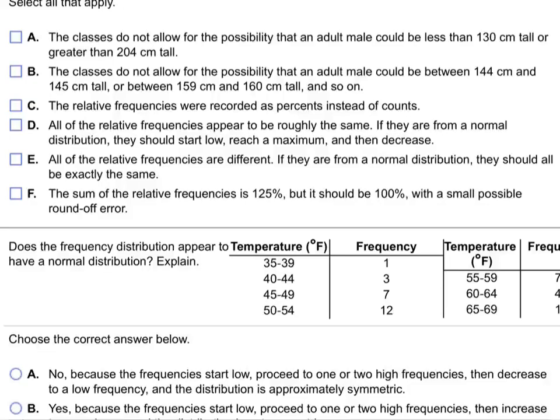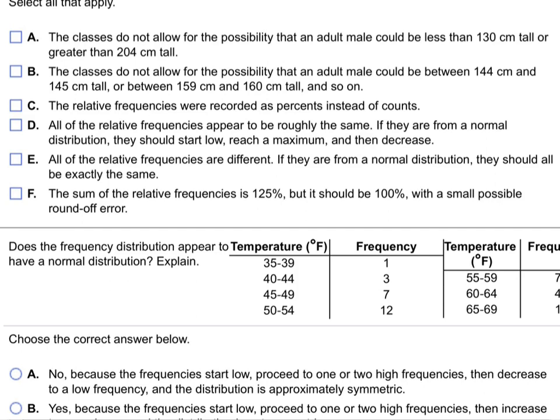Let me get the words up. Okay, so let's read them through. And let's read them all this time so we don't mess up like we did on the other one. A. The classes do not allow for the possibility that an adult male could be less than 130. I don't know, that's kind of dumb. The relative frequencies are recorded as percentage, whatever. All other relative frequencies appear to be roughly the same. That's true, they kind of do, huh?